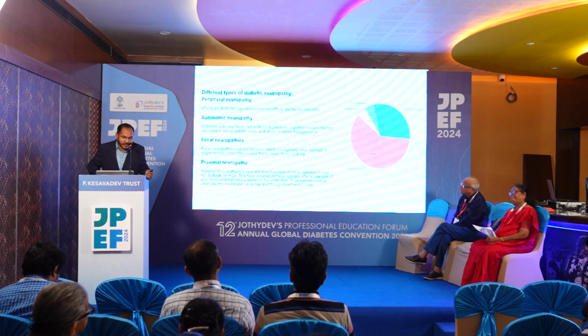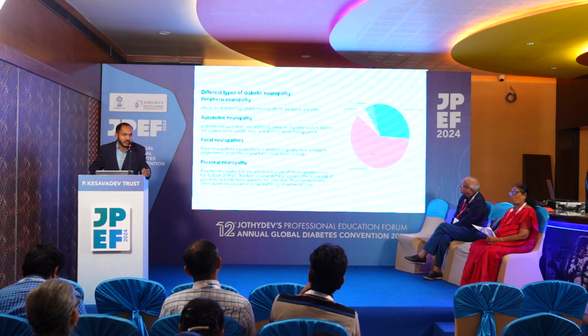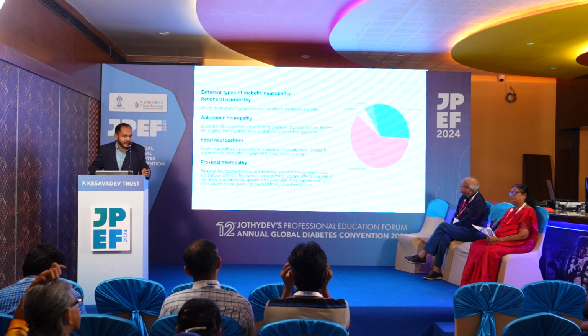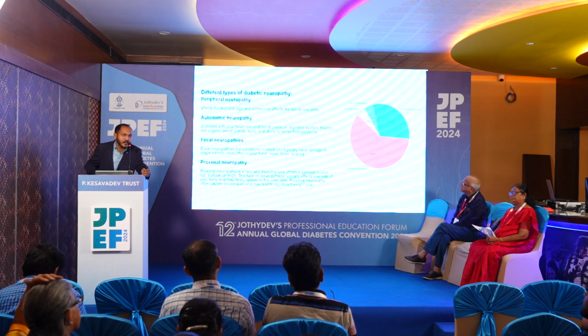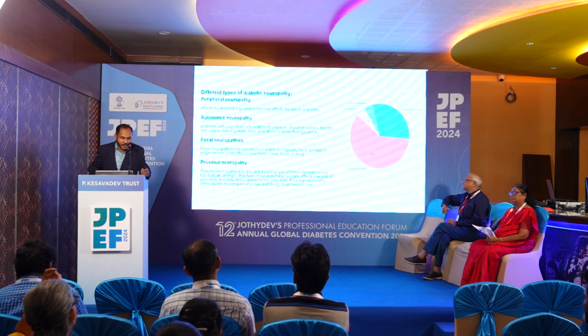And some of the patients, they come to you, you will see that their heart rate is irregular, blood pressure is irregular, there might be some GI issues, bladder issues. Some patients complain of sexual dysfunction. And some patients just might come and tell you they have erectile dysfunction. So that's a sign where it shows that these patients are having autonomic neuropathy issues. And then there are focal and proximal neuropathy. That's not very common, but still it's there.